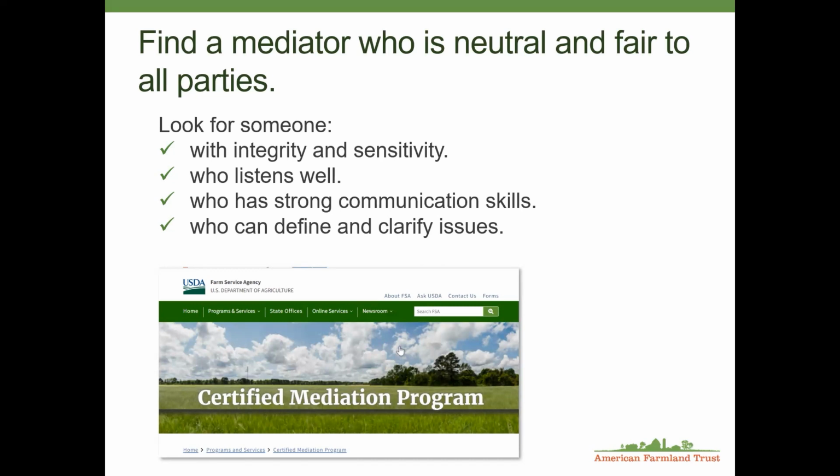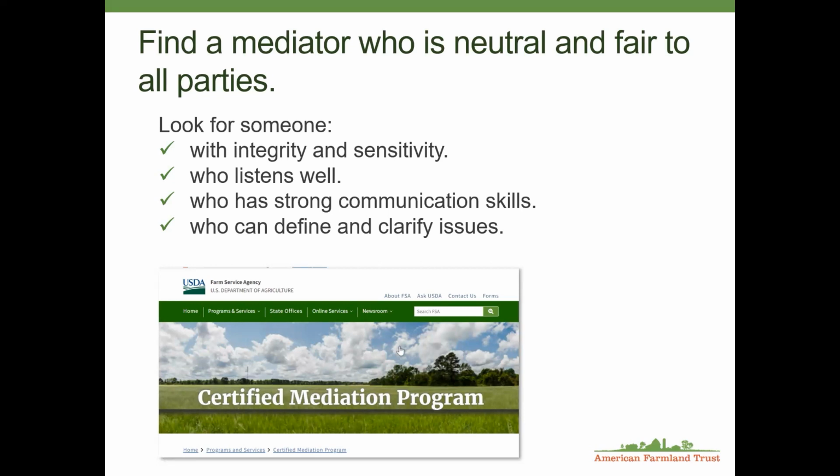When looking for a mediator, look for someone emotionally stable, who has integrity and sensitivity. Look also for good interviewing skills, verbal and nonverbal communication, ability to listen, ability to define and clarify issues, problem solving, and organization. Through the Farm Service Agency, FSA, USDA's Certified Mediation Program provides resources and contact information for certified agricultural mediators by state.